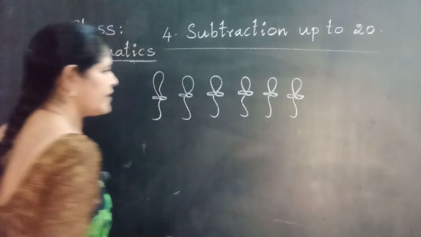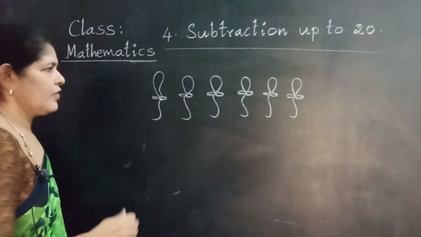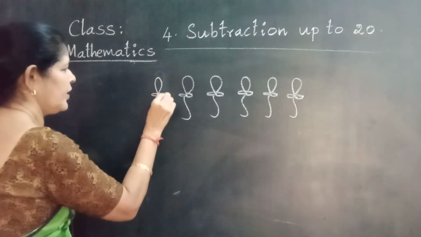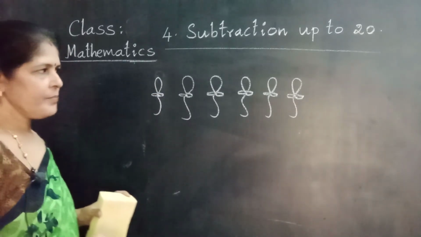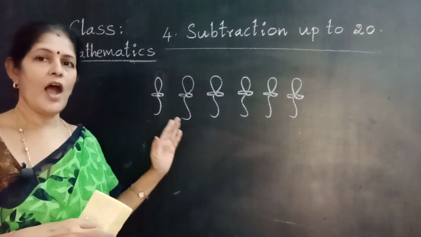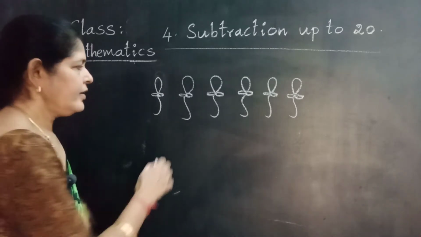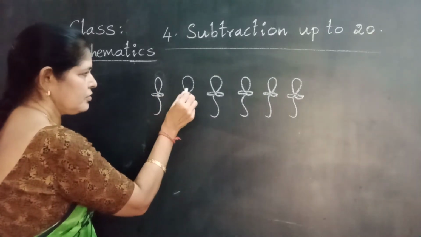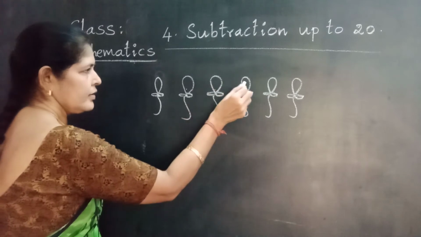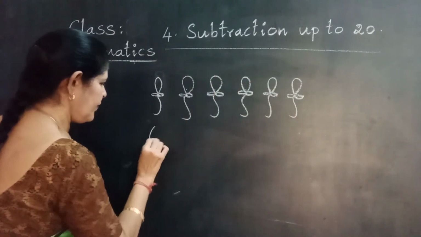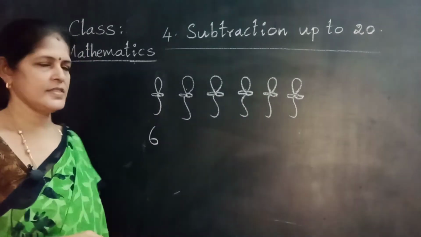What are these? Balloons. Okay? I had some balloons. How many balloons did I have? Count the balloons. 1, 2, 3, 4, 5, 6. How many balloons? 6 balloons.